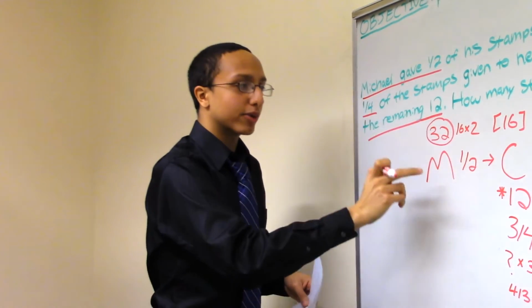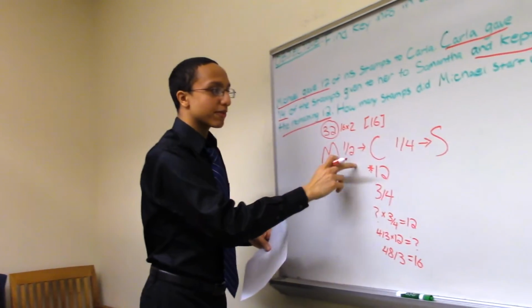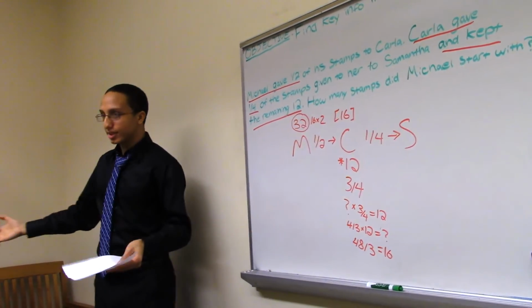So Michael has 32 stamps. He gives half of them to Carla. 32 divided by 2 is? 16. Perfect. And Carla gave 1/4 of her 16 stamps to Samantha. How many did she give to Samantha? 4. Perfect. And 16 minus 4 is? 12. Awesome. And now we have our answer.